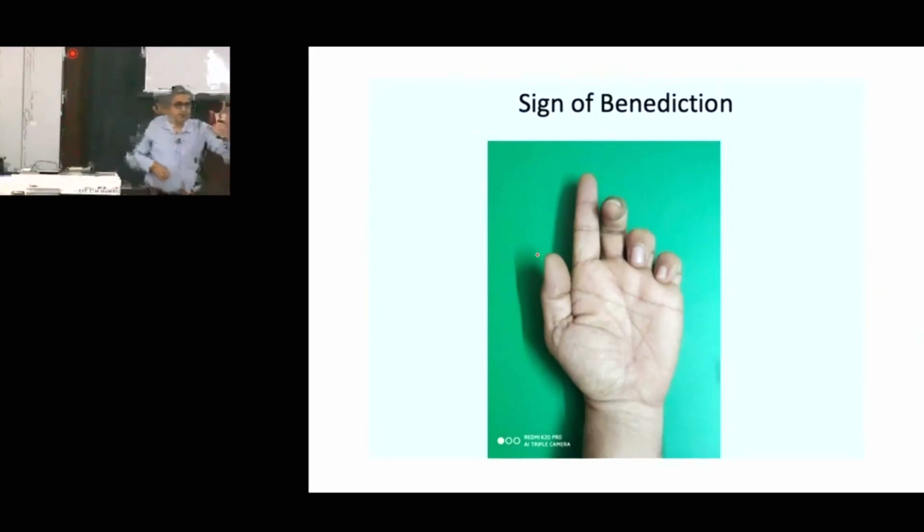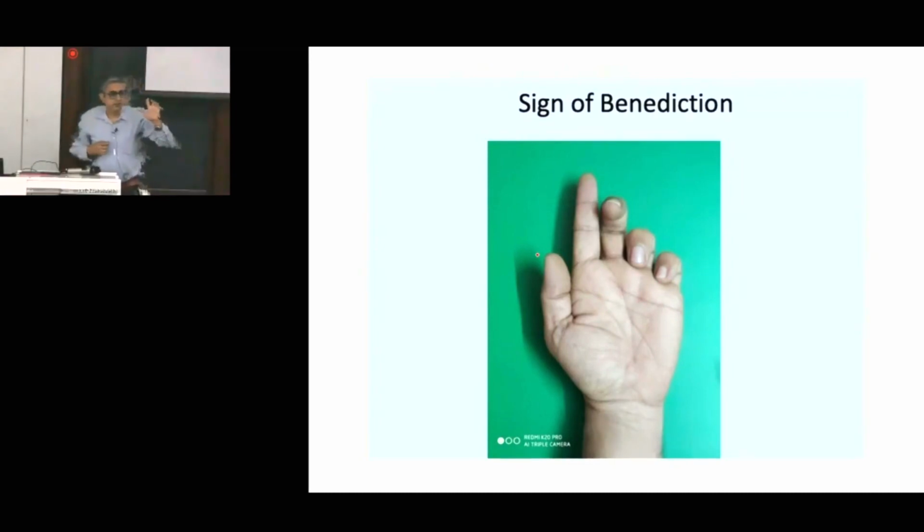Okay, this is known as Benedict sign. This is Benedict. The median half of the profundus is paralyzed. Then the question is why this is.